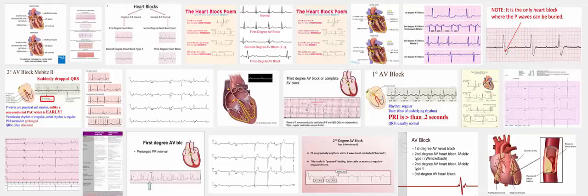A 55-year-old man comes to his physician for a follow-up visit after being hospitalized 2 weeks earlier for an inferior wall myocardial infarction, or an MI. The patient has a history of coronary artery disease. His EKG, his ECG, is shown in figure 5-5.